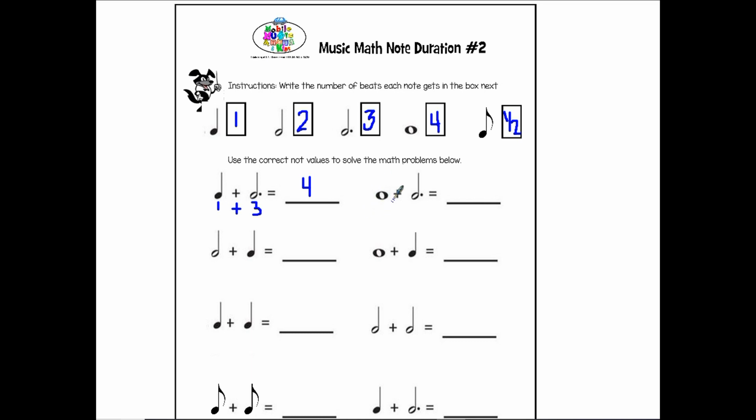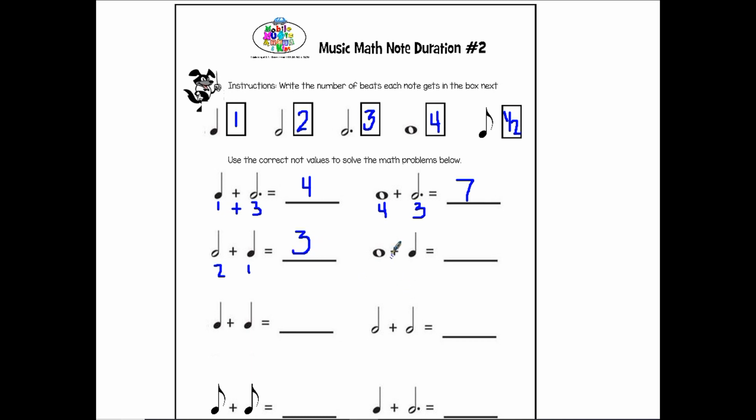So we know that this is what kind of note? A whole note. It gets 4 beats. Plus what kind of note? A dotted half. And it gets 3 beats. So 4 plus 3, 7. Our next one, this is a half note and then plus a quarter note. So you should have 3.